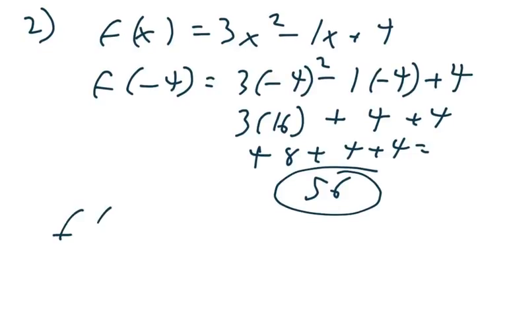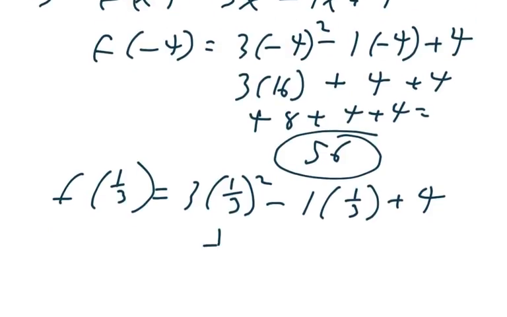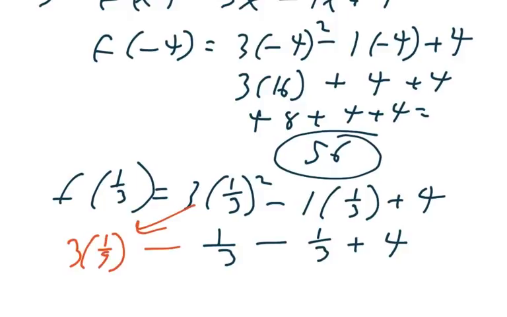If we had a fraction, let's do 1/3. 3 times 1/3 squared minus 1 times 1/3 plus 4. That would be 1/3 minus 1/3 plus 4, because this would actually be 3 times 1/9, which is 1/3. And 1/3 minus 1/3, I didn't mean for those to cancel, but they did, and so my answer would be 4. And so really all we did was plug in numbers in for x and evaluate the function in example 1 and 2.